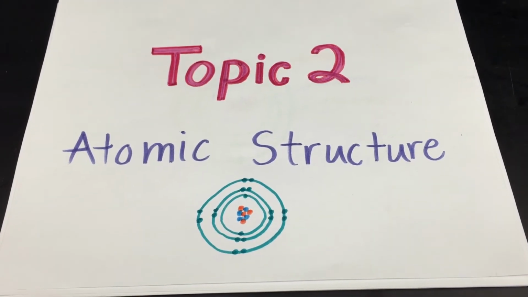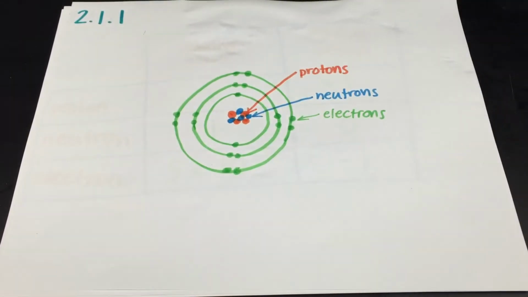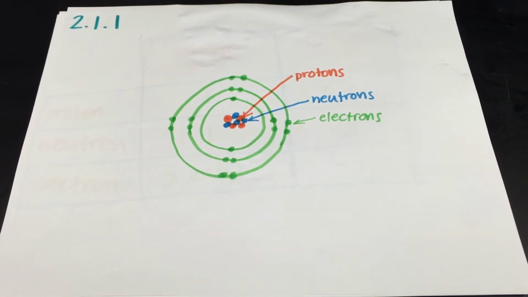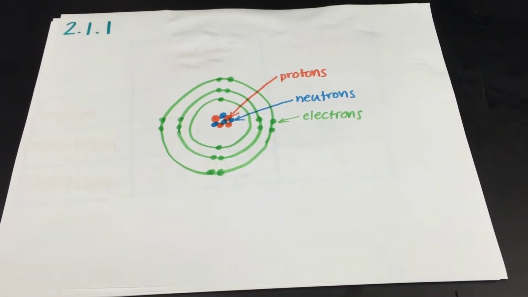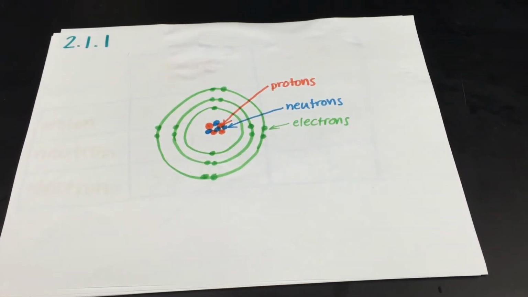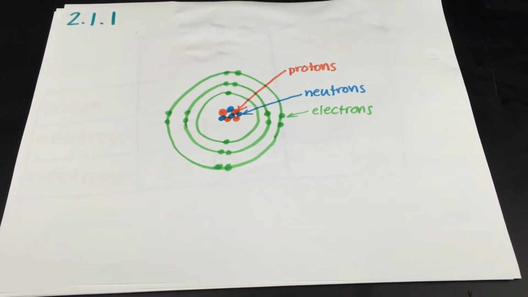Topic 2, Atomic Structure. Protons and neutrons are located in the nucleus of the atom. The nucleus is surrounded by orbitals which contain electrons. Protons are positive, electrons are negative, and neutrons are neutral.